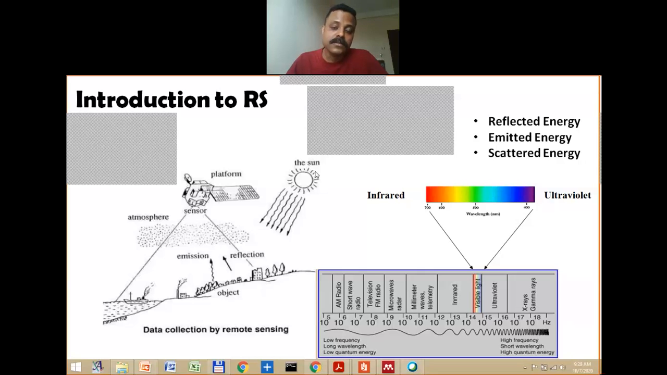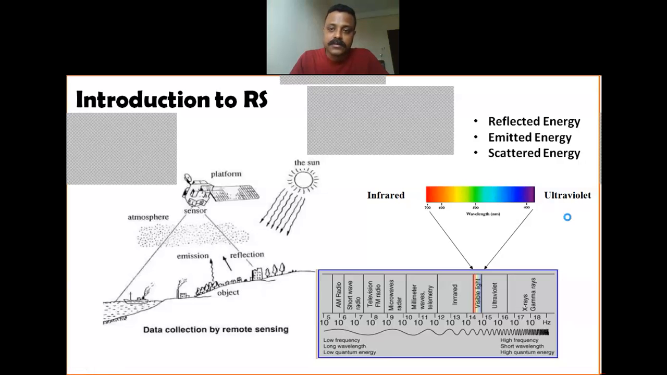So there are three different kinds of remote sensing. They do have their own advantages and disadvantages. We will look into those in a later class. So far, this is what I wanted to say in this slide. Then let us go to the next slide.